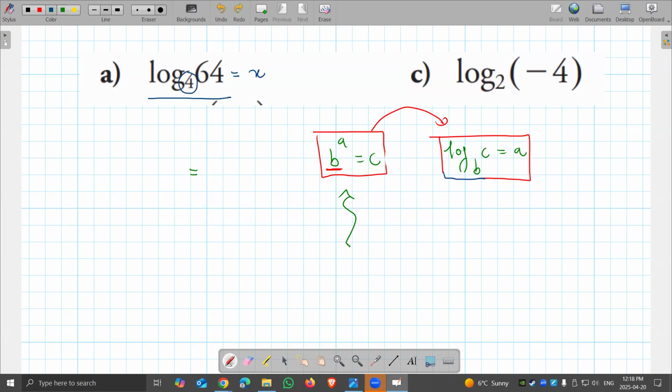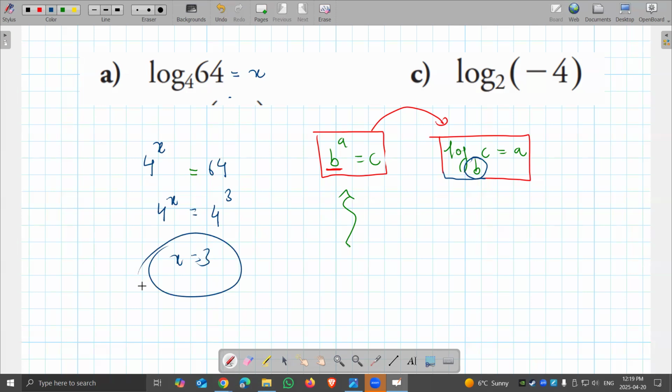So your base is 4, right? See b? That becomes 4 on the outside. It's no longer a base. To the power of a. a is whatever is on the other side of the equation. So on the other side of the equation, we have an x, right? b power a equals c. c is this number here. So this becomes 4 power x equals 64. 4 power x equals 4 power 3. x is equal to 3. So that entire thing is equal to 3. Did that make sense?